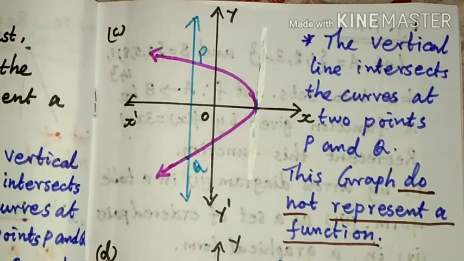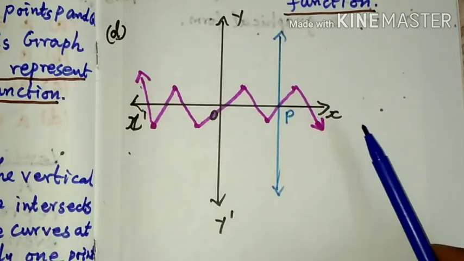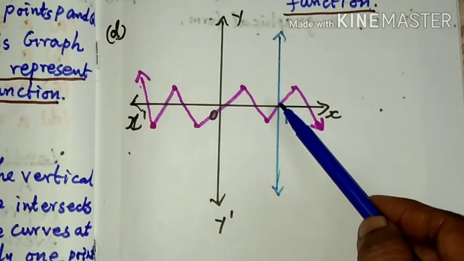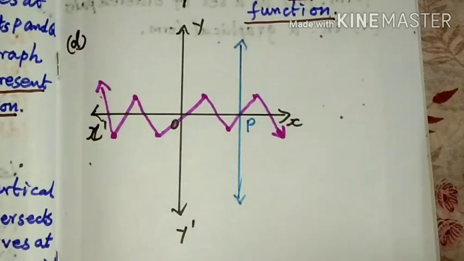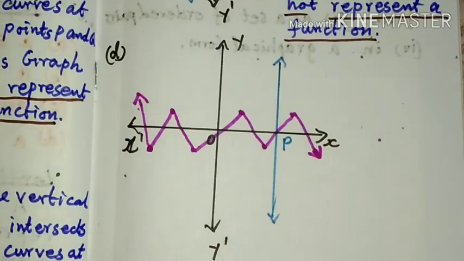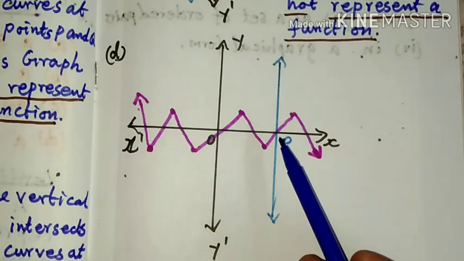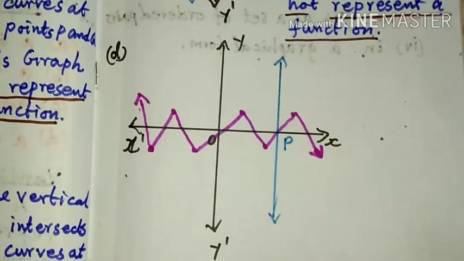So, now we move on to the last subdivision. See, in this curve graph, the vertical line intersects at only one point P. Then what is the answer for this question? Yes, it is a function. By the definition, it cuts at only one point. Therefore, it is a function. So, how do you write?